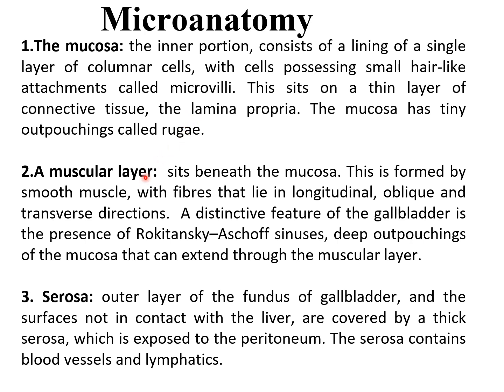Coming to the muscular layer, it sits beneath the mucosa. This is formed by smooth muscle with fibers lying in longitudinal, oblique, and transverse directions. A distinctive feature of the gallbladder is the presence of Rokitansky-Aschoff sinuses. They are deep outpouchings of mucosa that extend through the muscle layer. The muscle layer seen below the mucosa has smooth muscle fibers arranged in three directions, and the distinctive feature is the presence of Rokitansky-Aschoff sinuses.